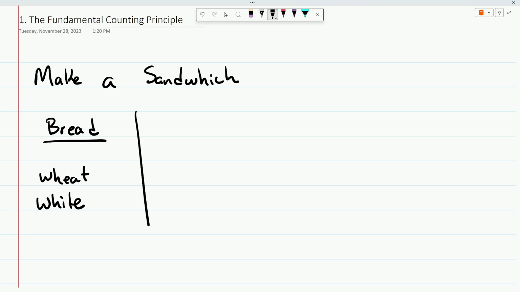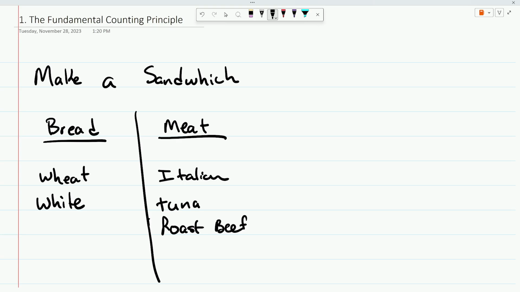And then the next thing would be the type of meat you want. So there are different types. You can have like an Italian. Obviously, I don't know how to spell that. All right. You can get tuna. You can get roast beef. Or let's see, what's another one we could get? How about a club? All right, so those are the types.